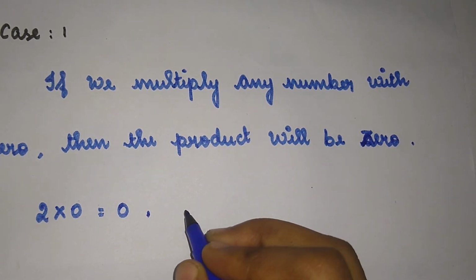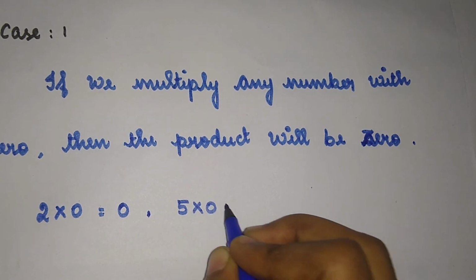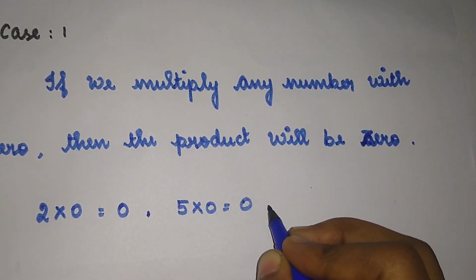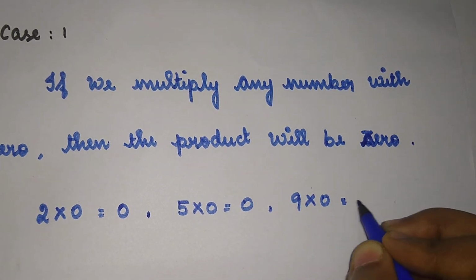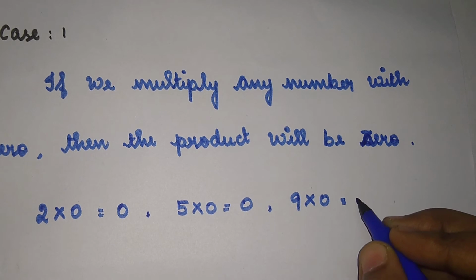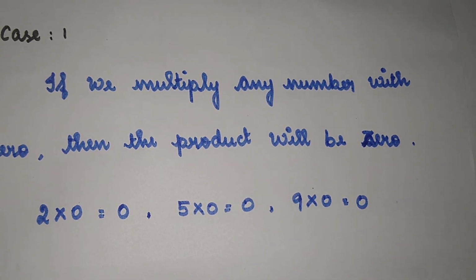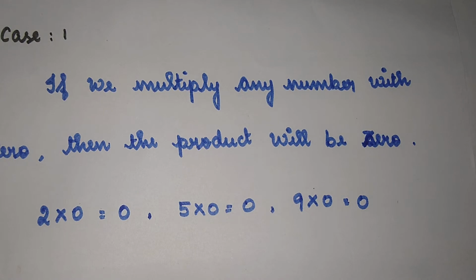Next, let me take another example. 5 into 0. What is the answer? 0 into 5 means the answer is 0. Next, let me take 9 into 0. The answer is also 0. 0 into anything is 0. Case 1 is satisfied. Next, let me take case 2.